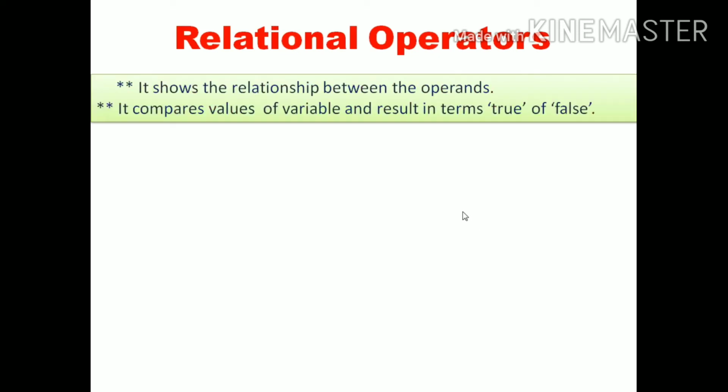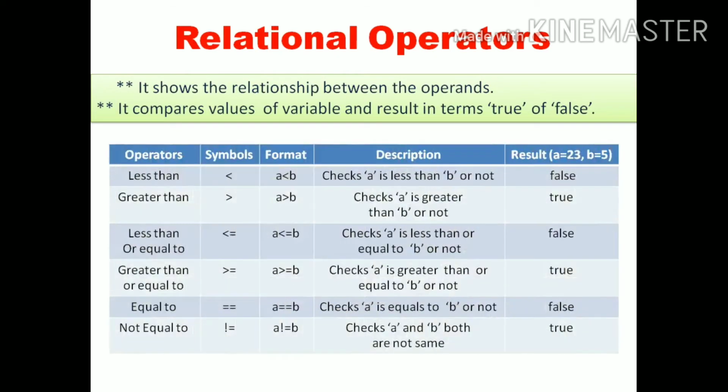Now relational operators. It shows the relationship between the operands. It compares values of variables and results in true or false. Just check the less than sign. A less than B checks whether A is less than B or not. Okay, so it will give you 23 less than 5. No, it will give you false. Greater than: A greater than B checks whether A is greater than B or not. It is true because 23 is greater than 5.